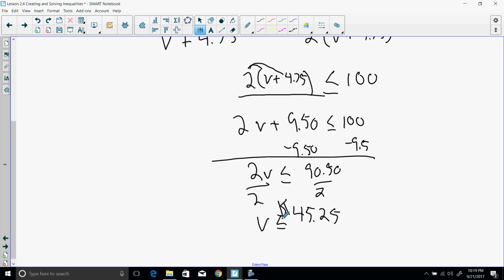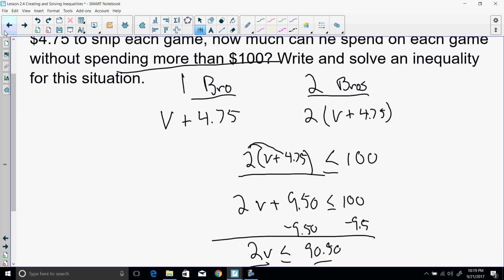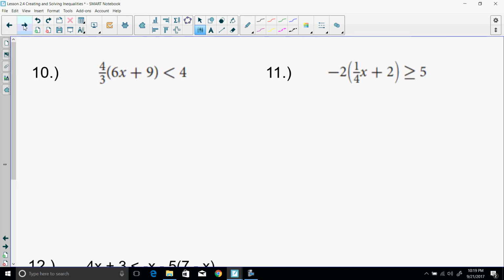That means that the maximum amount of money I can spend on a video game if I buy the same for each brother is $45.25. Cool. If you need to pause the video, go back to review that, please do. Otherwise, we're moving on. All right, so this is some practice that I want you guys to complete. What I would like you guys to do is pause the video, try it on your own, and then I will show the steps for you guys to finish it up.